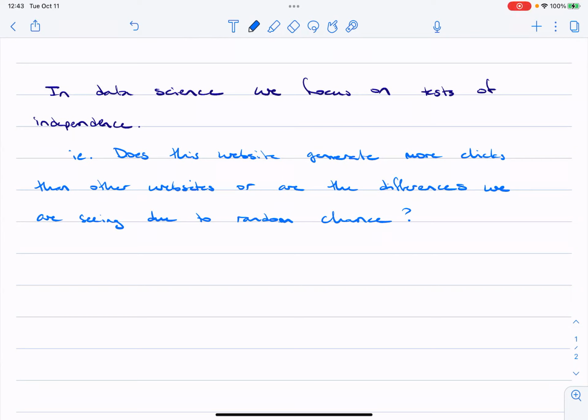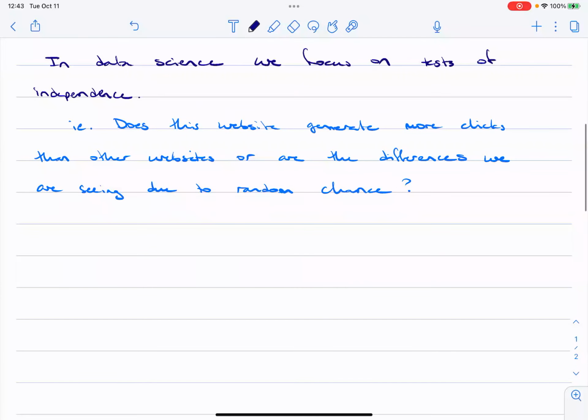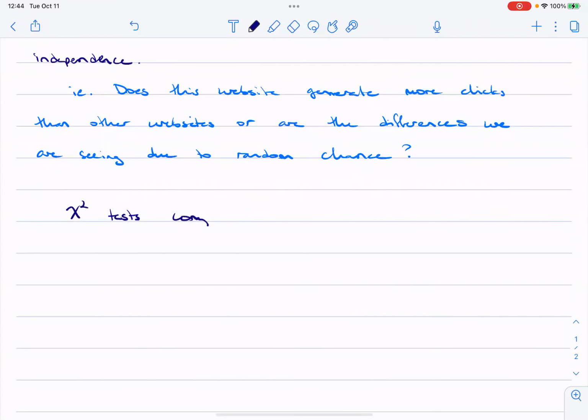So that means that we're going to have some expected distribution. And that's kind of at the heart of the chi-squared: we compare our observed counts to the expected counts. So chi-squared tests compare observed counts to expected counts.